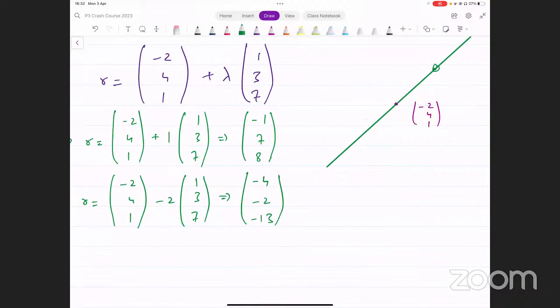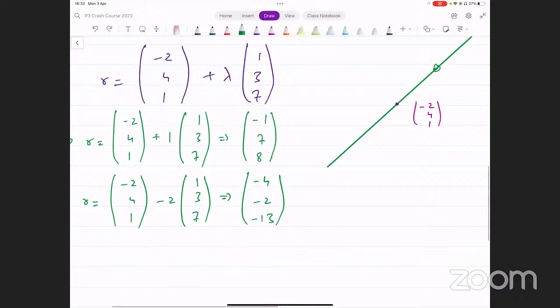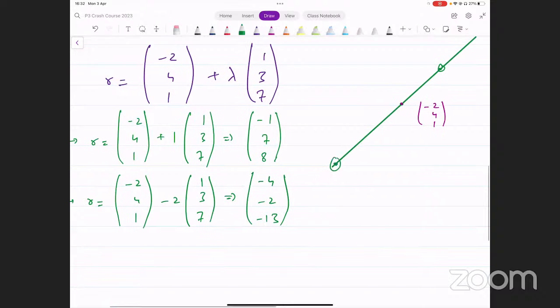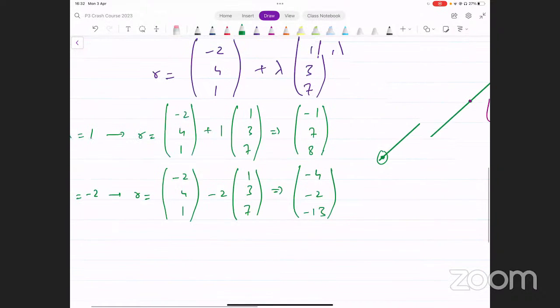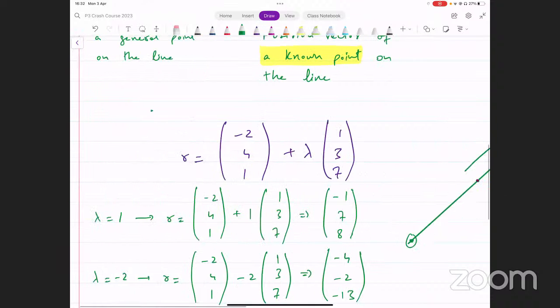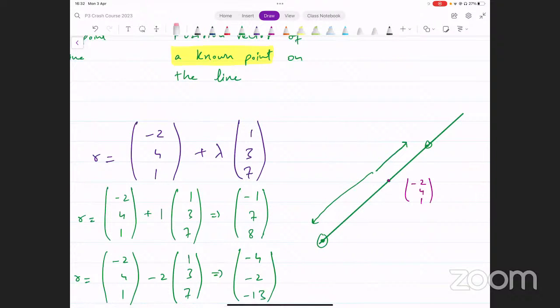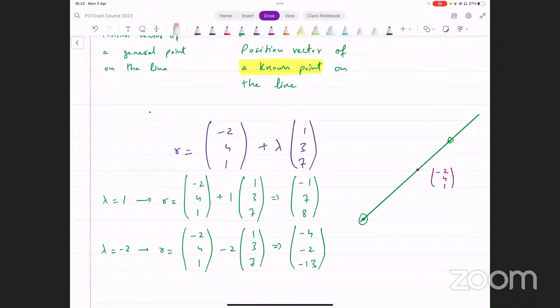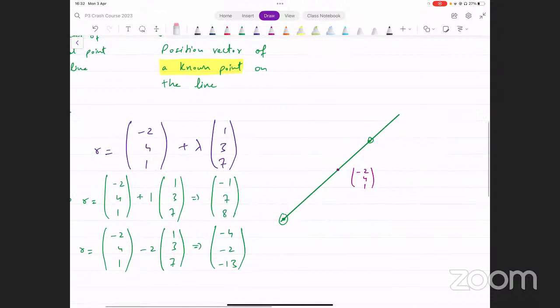Okay, so lambda equals 1 gave us 1 point. That was somewhere here. The second point might be somewhere here because the other value of lambda was positive. So if that is on one side of the line, lambda equals minus 2 is going to give us a point on the other side of the line. So just like this, if we were to input different values of lambda here, we'd get different points on the line, and every point on this line would therefore be represented by this equation.